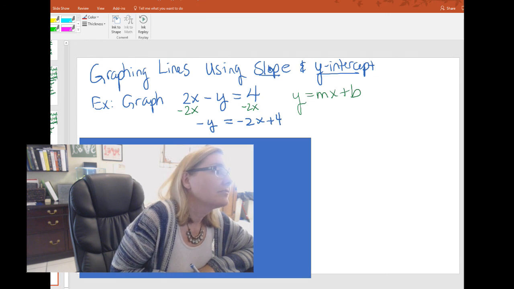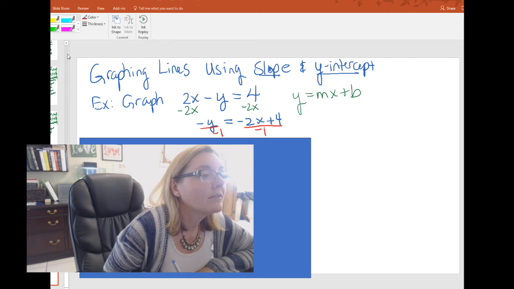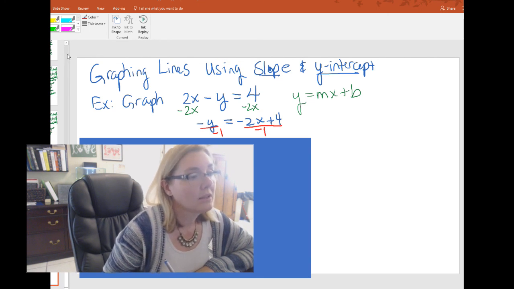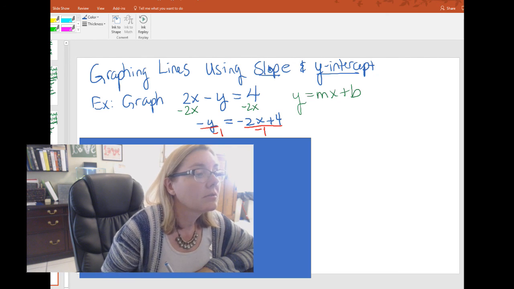And then you're going to divide by the coefficient of the y, in this case negative 1. But remember, when you do that, you have to divide both parts by the negative 1. That's a very common error, to forget and only divide one part. So this is going to give us y equals positive 2x, because negative 2 divided by negative 1 is positive 2, minus 4. Positive 4 divided by negative 1 is negative 4.